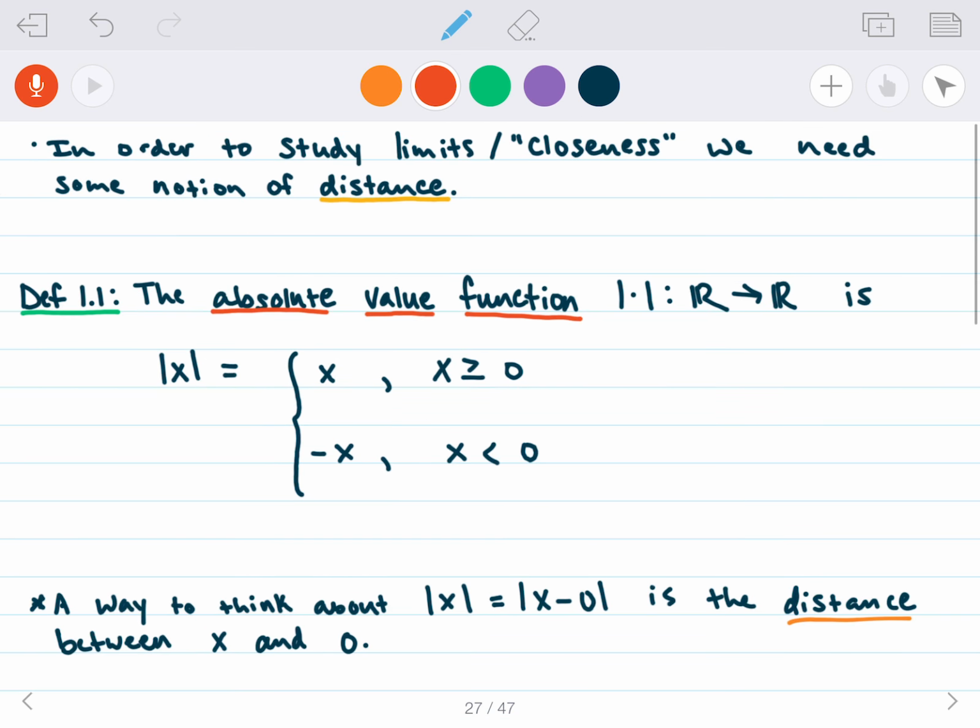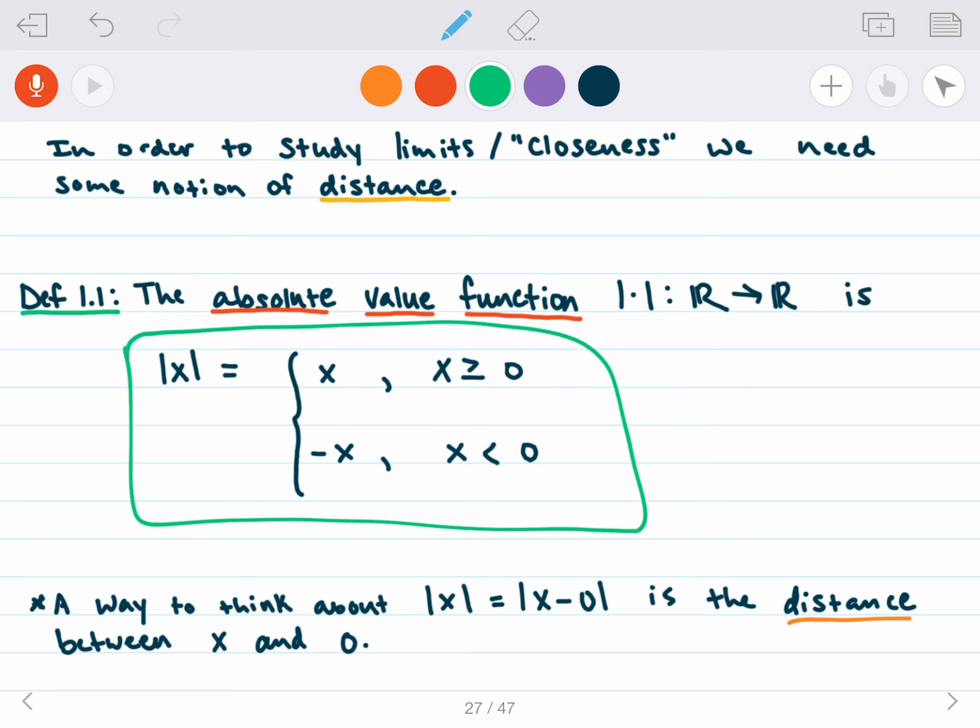Okay. So now that we have an ordered field, i.e. the real numbers, we're building ourselves up to study convergence, limits, notions of distance. And so we need a distance function, and that's going to be our absolute value function. So by definition, the absolute value function is a function from the reals to the reals. So we're inputting a real number into the function. We're getting out a real number as well. And this is the definition of it.